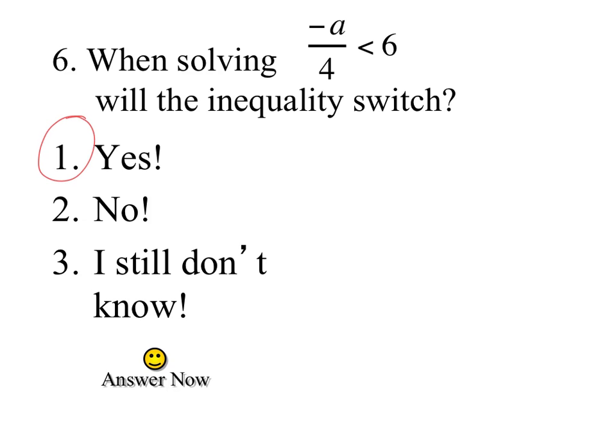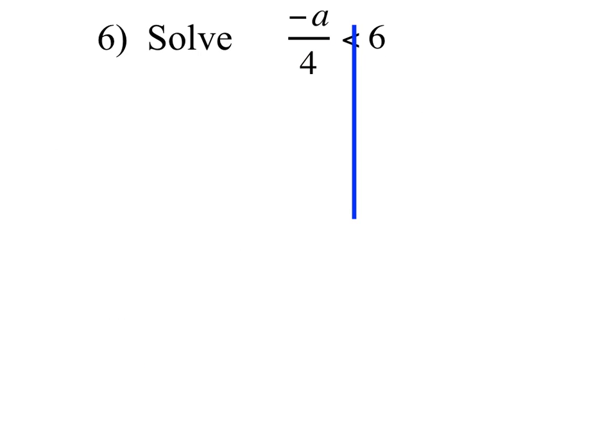Okay, you should have picked yes, and I know that when you get rid of 4, that doesn't have a negative, but if you look above it, there's a negative with the a, so we're going to have to get rid of that, which means we're going to have to divide by a negative at some point, and that would flip it. So we're going to go ahead and actually solve this one.